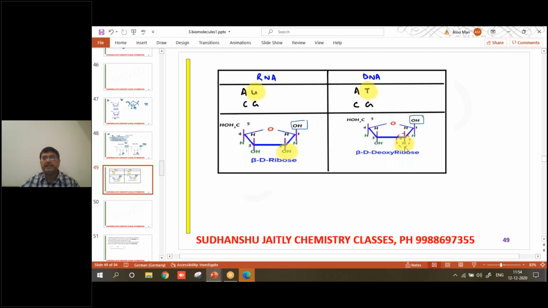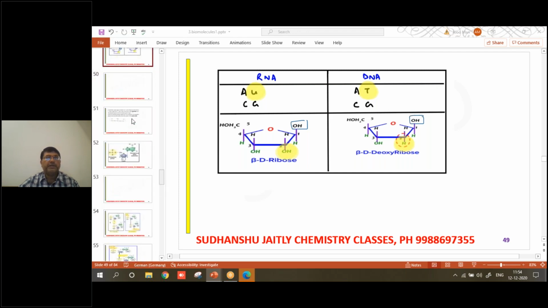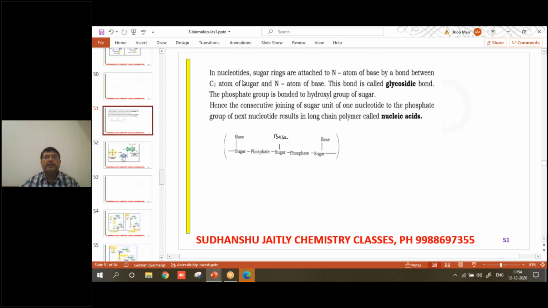At CG. And second difference is, notice second carbon पे oxygen will not be there. चल सकते हैं बच्चों? Now see what I'm going to tell you more. In nucleotide आ गया. Sugar rings are attached to nitrogen atom of a base by a bond between C1 of sugar and nitrogen atom of a base. दोबारा पढ़ो. In nucleotide, sugar rings are attached to nitrogen atom by a bond between C1 and C2.